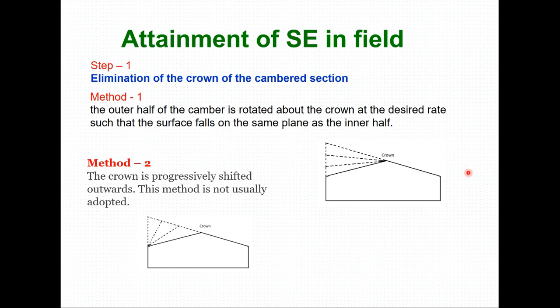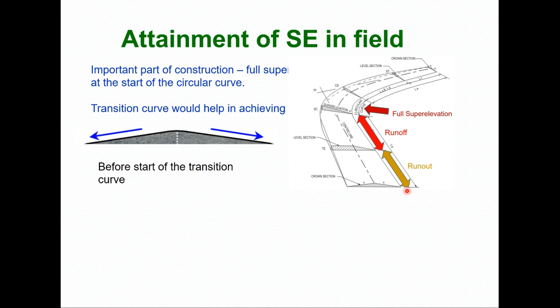This is the most commonly adopted method, where the outer edge is slowly, progressively raised so that the crown is completely eliminated and the slope of the pavement becomes equal to the camber. You see, this is the cambered section, the starting point of the transition curve, and then in this length of the road, the camber is flattened in the outer part of the center line of the curve. The distance required to make this outer portion of the camber flat is called the runout distance. And then slowly it is again raised so that here you get the full superelevation.